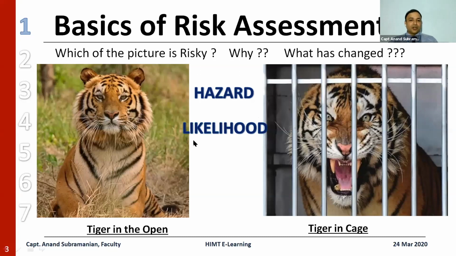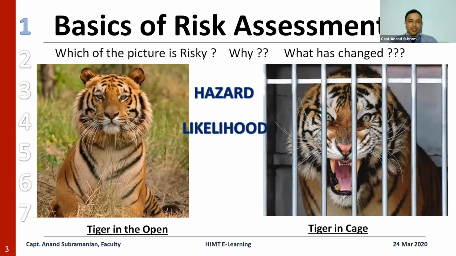Now, my next question is, what is the likelihood of that happening for the tiger in the open and the tiger in the cage? Likelihood is basically a chance, probability, if I can call it other ways. What is the probability of a tiger in the open eating me, and what is the probability of a tiger eating me when it is in the cage? So, what would be the answer for that?